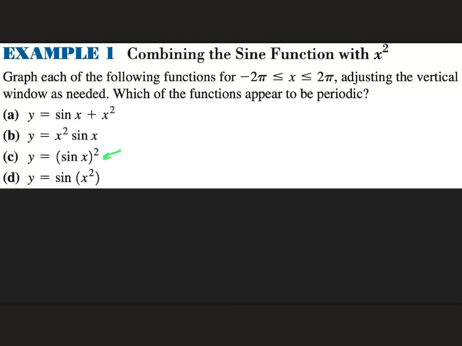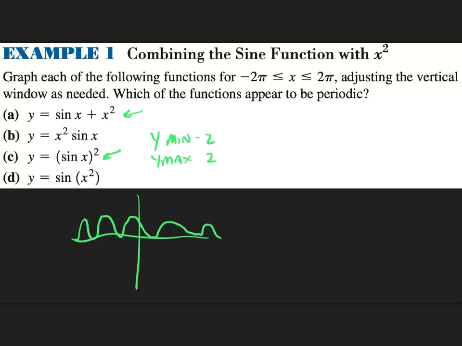Okay, when we graph C, do not forget to close the parentheses. I forgot to say that with A2 a couple slides ago. So sin x, close the parenthesis, then hit the x squared button, and your graph is going to look like this. But we had to change the windows. Y min is -2, and Y max is +2. And then you get, so this appears to be periodic. So C is periodic so far. And let's see what the next one looks like.